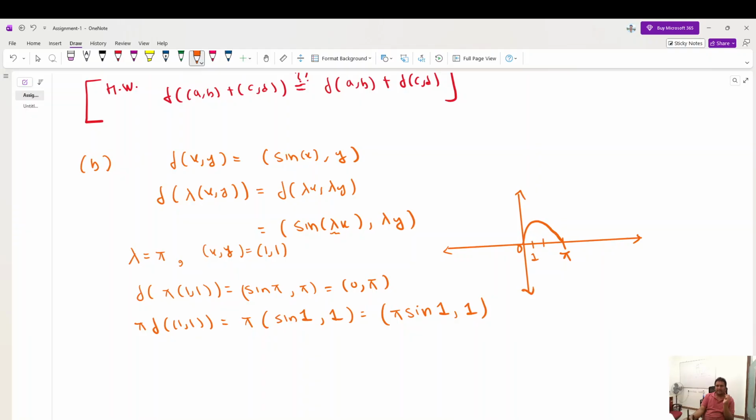Somewhere here you have 1, right? So definitely 1 strictly lies between 0 and pi, right? Pi is your 22 by 7, 3 point something. And in all this region, the sine is strictly bigger than 0. So this is not equal to (0, 1), which is f of (pi, 1).